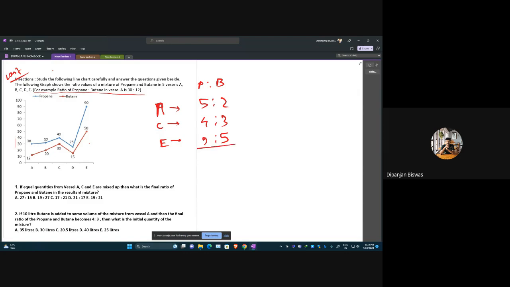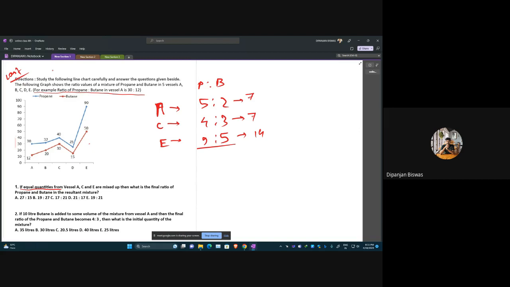You cannot just directly add propane from A, C, and E and butane from A, C, and E. You have to find an equivalence between the ratios. Here, all 3 ratios aren't equivalent, so you first have to equate them. How do you need to equate them? In the question, it was said equal quantities from vessels A, C, and E. But here you can see total propane plus butane is 5 plus 2, 7. Here total propane plus butane was 4 plus 3, 7. Here total propane plus butane was 5 plus 9, that is 14. So the total amounts of the three vessels aren't the same.